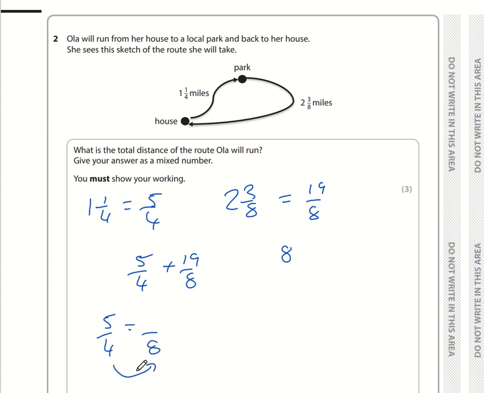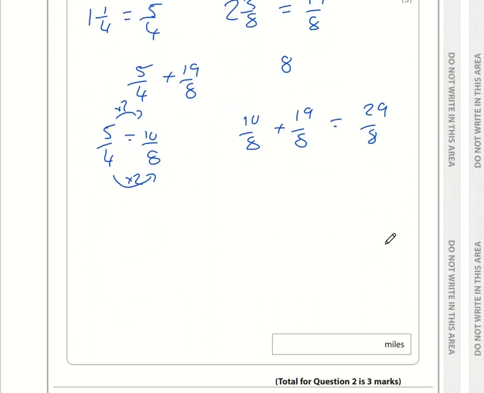Now, to turn a 4 into an 8, we're doubling it, so we need to double the top as well. So 5 times 2 is 10. So the question is now 10 eighths plus 19 eighths. 10 plus 19 is 29. So as an improper fraction, the answer is 29 eighths.